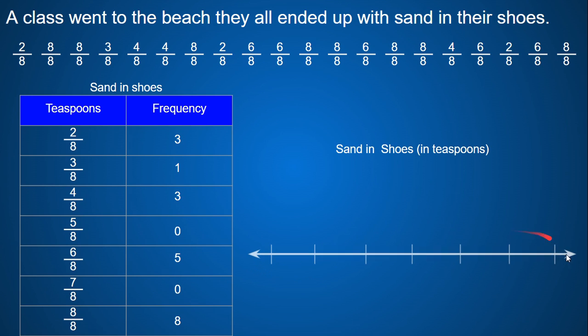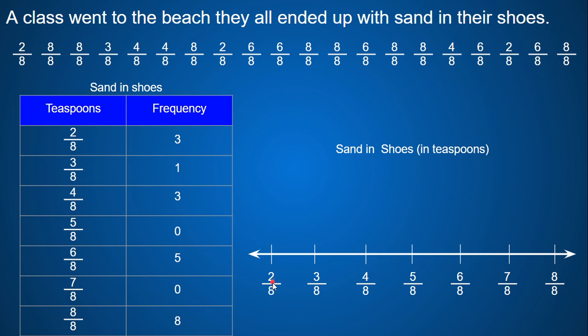So we put down our number line first, and then we have it split into 1, 2, 3, 4, 5, 6, 7. We have 7 little hashes on there to put down our fractions, our amount of teaspoons that was in everybody's shoes. So 2/8, 3/8, 4/8, 5/8, 6/8, 7/8, and 8/8. Once again, we make that look just like a number line, and we put the X's for how many times each of these numbers happened on the bottom.